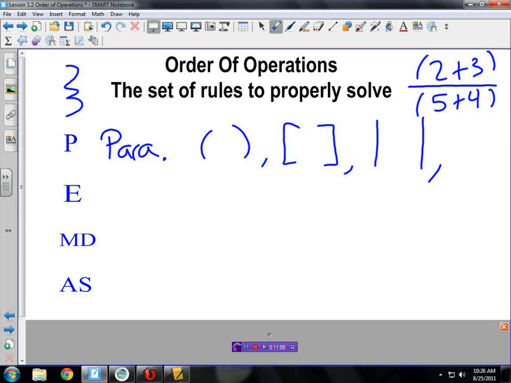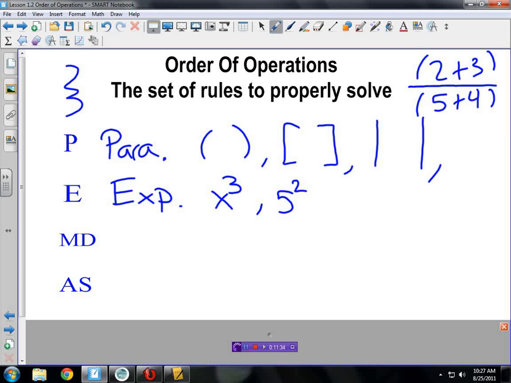All right, what does E stand for? Exponents, right? You spell exponents EXP period. Exponents can be on a variable like x to the third, or they could be on a number like, let's say, 5 squared. Exponents.